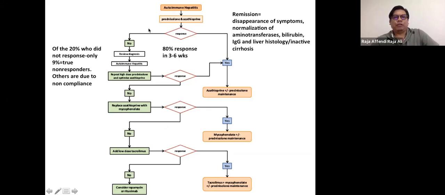But for those who are not responding, as I said to you early on, we have to review the diagnosis, as maybe other features intervene, and maybe replace azathioprine with different immunosuppressive agents such as mycophenolate, as well as probably a low dose of TAC, or tacrolimus, and also consider a biological agent or a further form of therapy if the patient fails to respond.